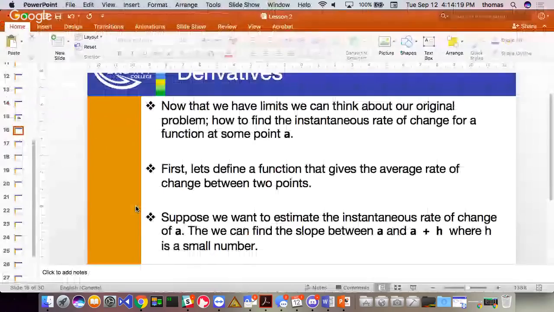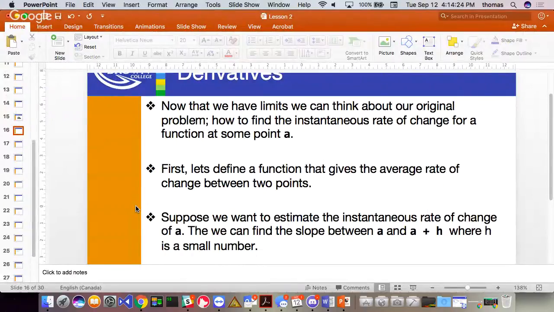And it's very similar. So derivatives, they've come from limits. The idea of limits created our notion of derivatives. Okay, that's where they came from.